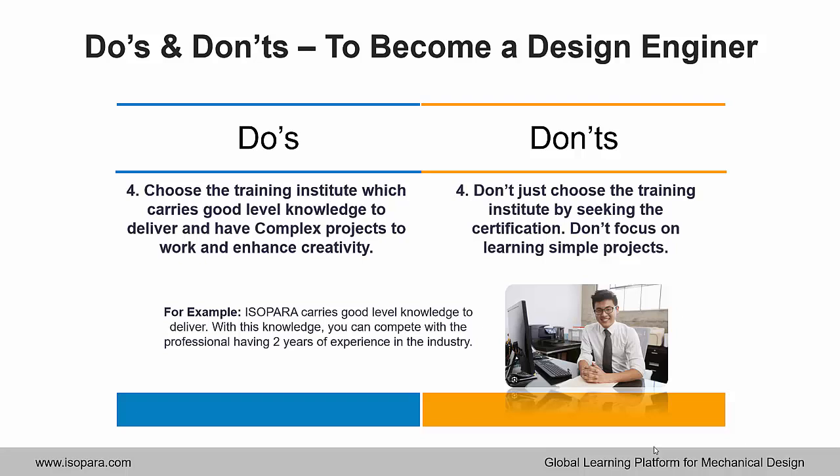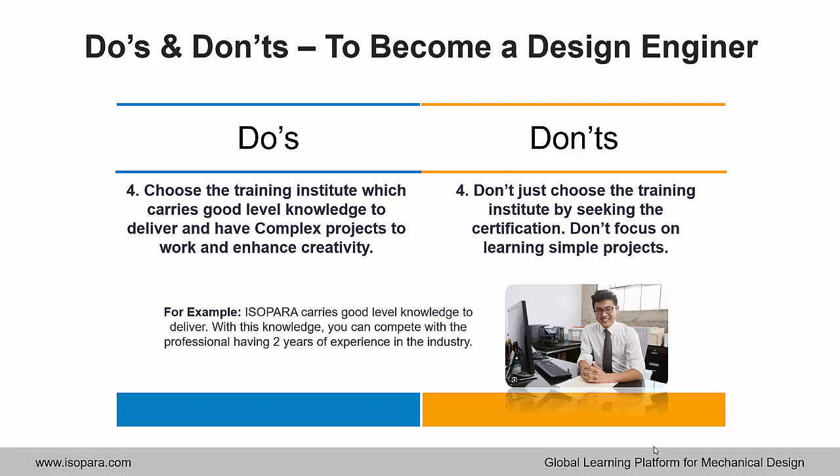With this knowledge you can compete with a professional having 2 years of experience in the industry. It means the level of knowledge and the delivery that you get here at ISOPARA offers you around 2 years of industry experience. For example, you completed a course at ISOPARA and there is one person who has been working for the last 2 years in the industry. If I ask the same questions to both of you, the candidate who has taken training at ISOPARA matches more than 95% accuracy with the working professional, right? This level of knowledge we require.